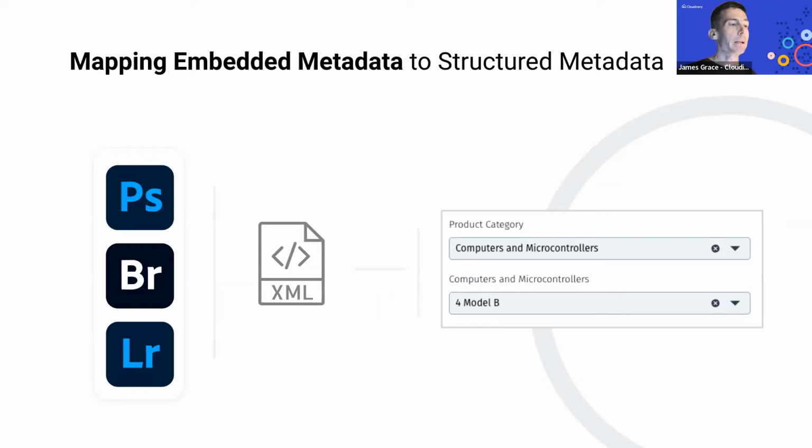Right. Something else to keep in mind is that by default, Cloudinary will already extract any existing embedded metadata when items come in for viewing and searching. So that could be the EXIF metadata, IPTC, XMP, Dublin Core, et cetera.